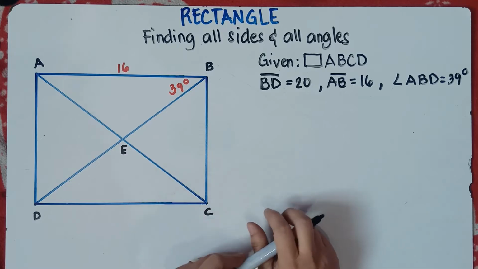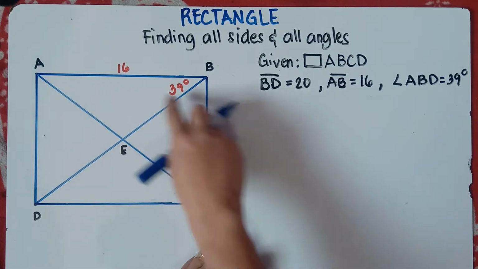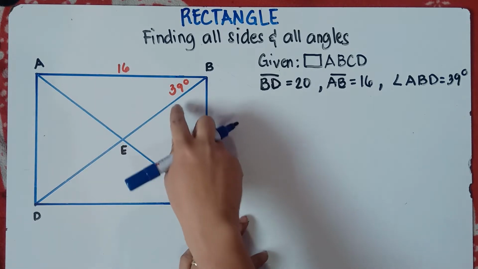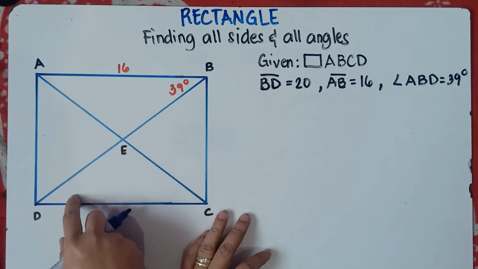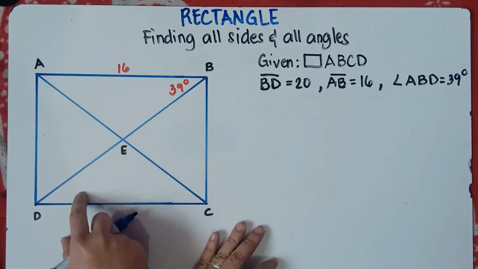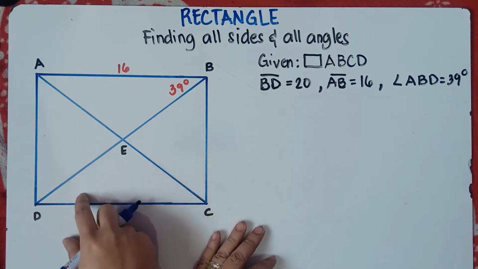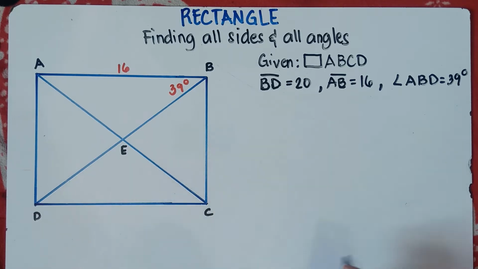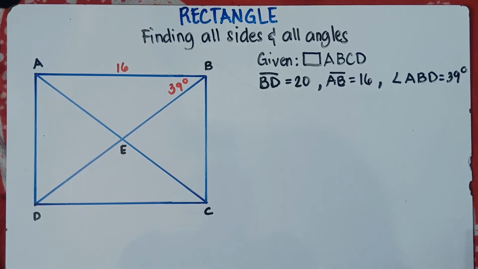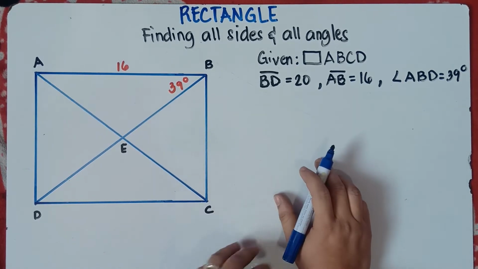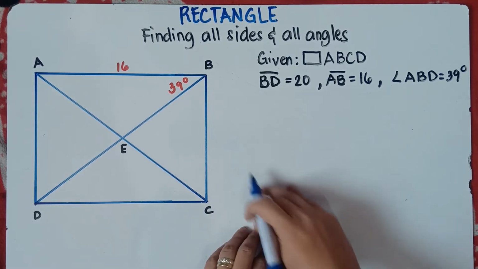So let's find first all angles. We have given 39 degrees. So we can say that this angle right here is also 39 degrees. Why is that, sir? That would be alternate interior angles. You have this during your grade 8, but if you forget, let me just recall this one, class.